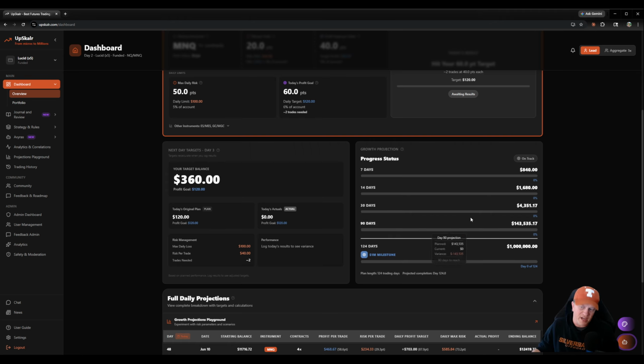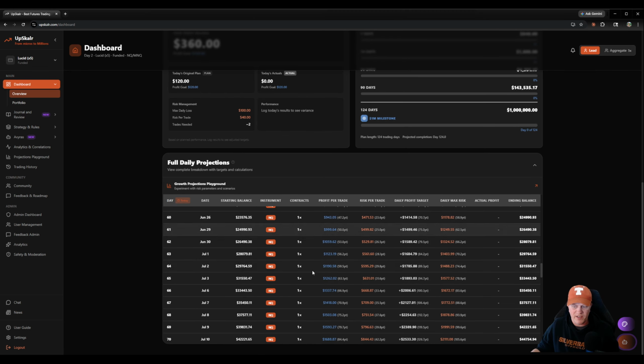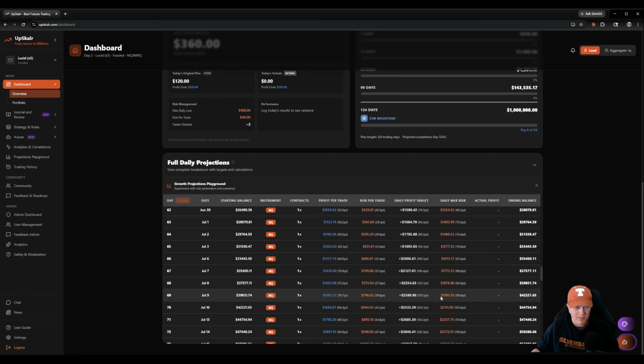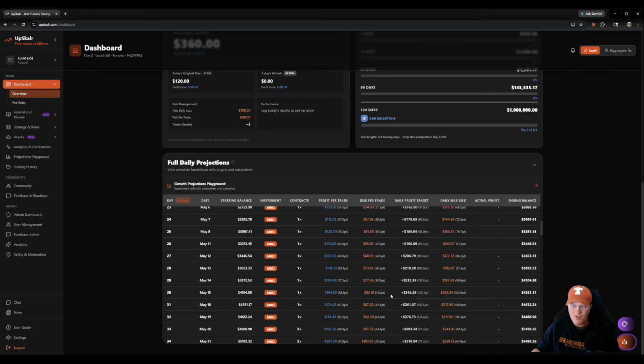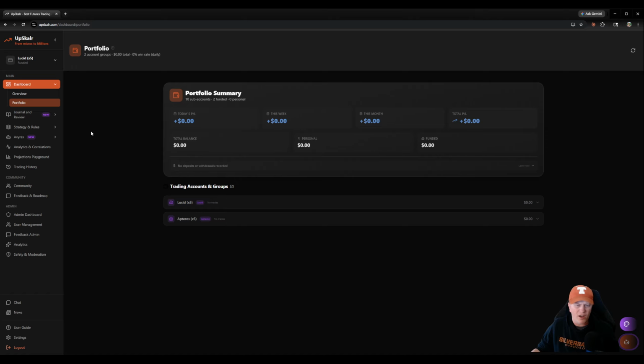Same thing in the growth projection area. It's going to show you how many days you are either ahead or behind the plan. And just for grins, right, I built this to where it's targeting $1 million. Everybody wants to make $1 million, so it shows you if you stick with it, how long it would take you to get there. And then you've already seen the full daily projections, right? This is just a way for you to get a quick at-a-glance of when will I be at a certain amount.